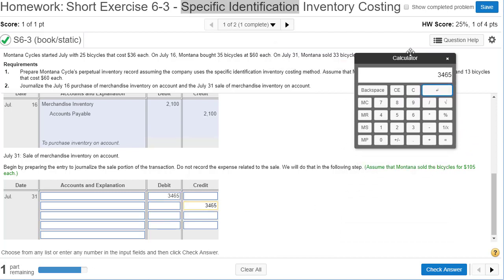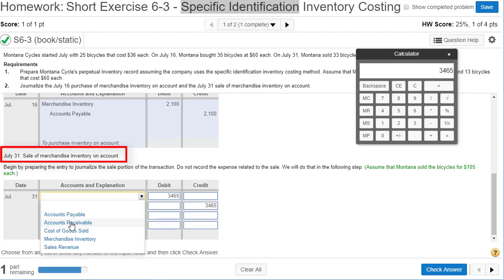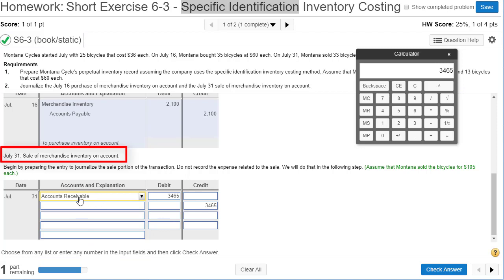All right, so did we get cash or are we getting AR for this? It says we sold it on account, so we have to record AR. We are not getting cash yet. AR is an asset, and we have more accounts receivable, therefore assets are going up. And assets, of course, increase on the debit side. That is why I'm debiting the $3,465.